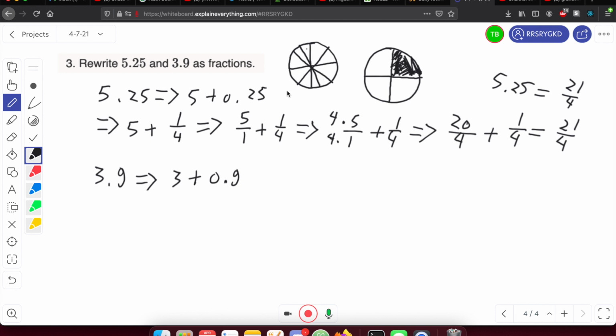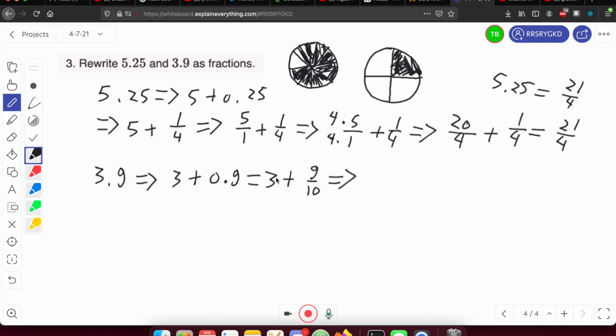Now 0.9 represents 9 pieces of this pie, right? So we can fill in all but one of these pieces. It's a little cumbersome, but you get the point. So we have 9 out of 10 pieces filled. So we can rewrite this as 3 plus 9 over 10. It's 9/10 of the pie.